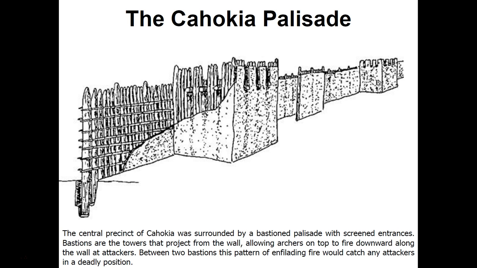And then also between the two towers, it's what's called enfilading fire. Archers on the top would be able to catch anyone trying to attack the wall between the towers in a crossfire. Their walls were made of logs that were set upright into trenches that were dug and then lashed together with other poles. And as a final preparation, they were coated with a layer of clay that would make them more fire resistant, preventing the enemy from using fire easily as a means of breaching the wall.